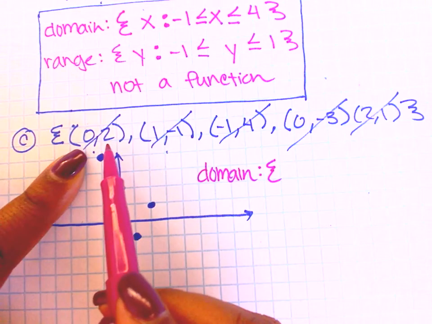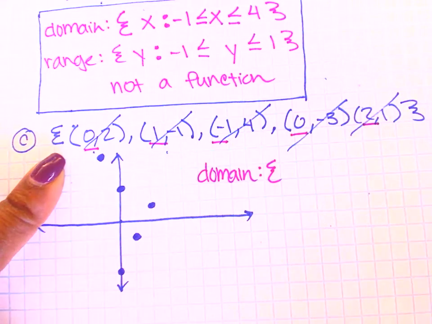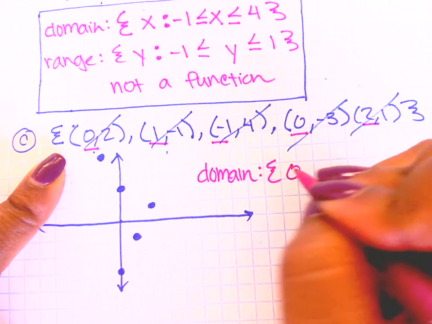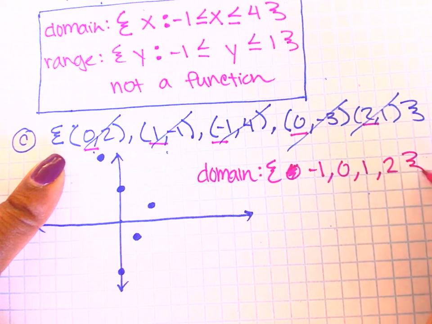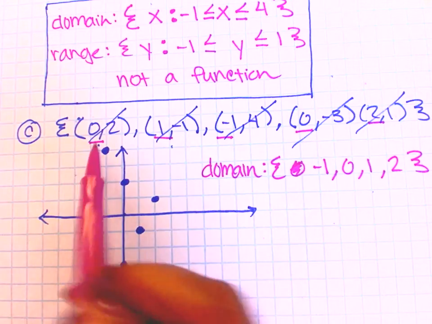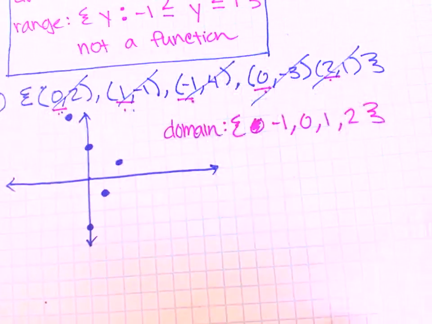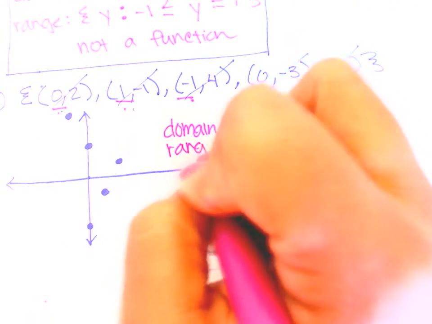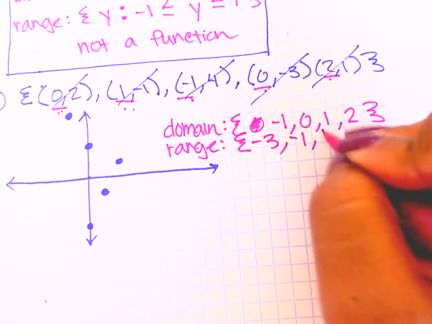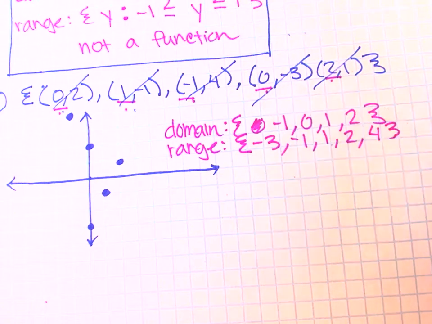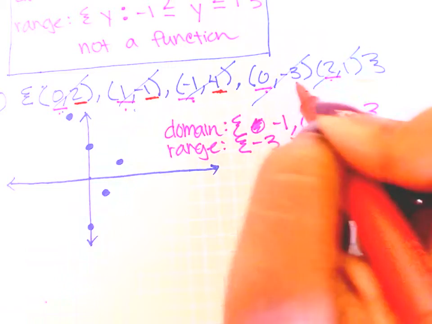Let's look at what we have here. Okay? Look at all the first numbers in each set. I have 0, negative 1, 0, 1, and 2. So 0, 1, -1, 0, and 2. 0 is there twice. I don't need to write it twice. Then I need to write the range, which is all of my y's. -3, -1, 1, 2, and 4. So again, I looked at all of my y's. So the second number in the set.